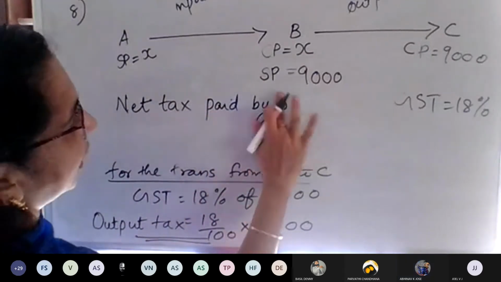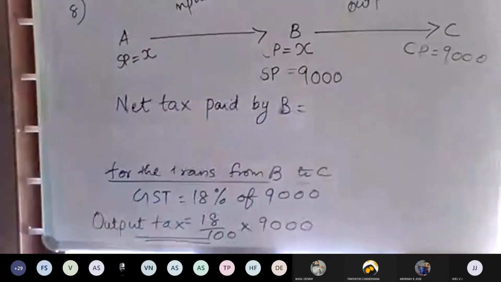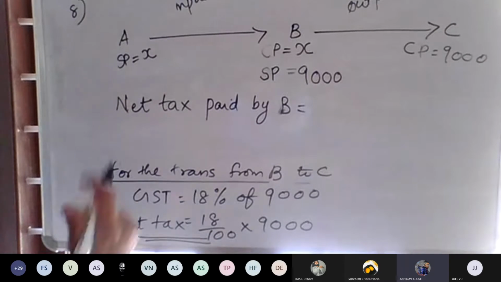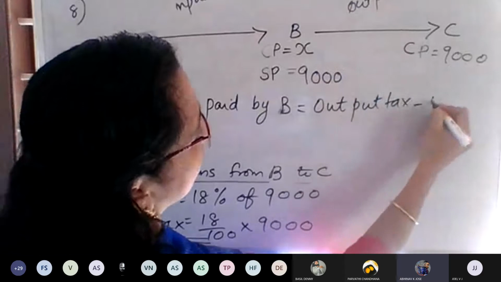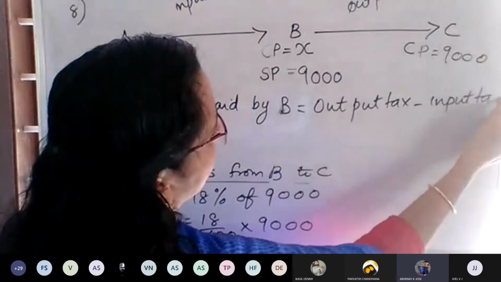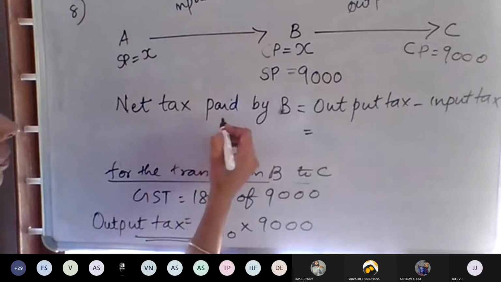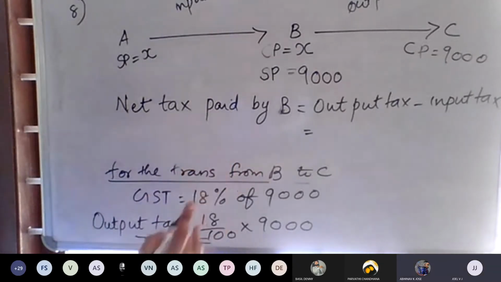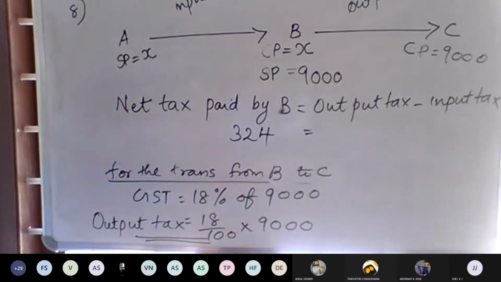Net tax paid by B is equal to, we want to write the formula first. Net tax paid by B is equal to output tax minus input tax. So we can substitute. Net tax paid by B is there in the question itself. It is given as 324. 324 is equal to output tax.